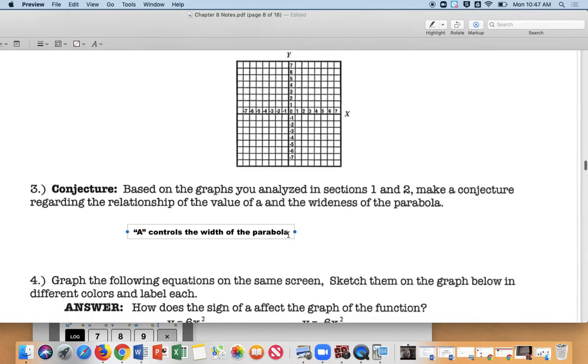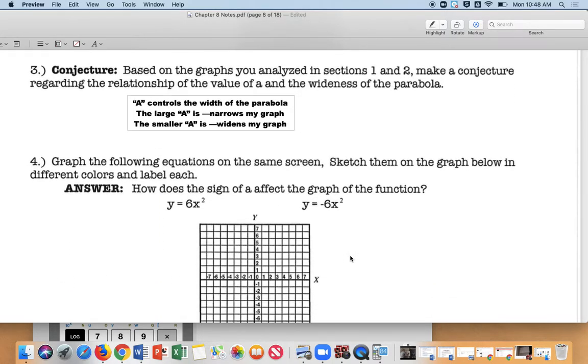The larger a is, the narrower it makes my graph. The smaller a is, the wider it makes my graph.